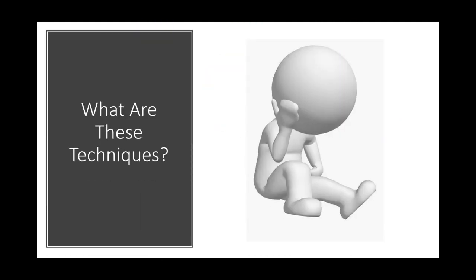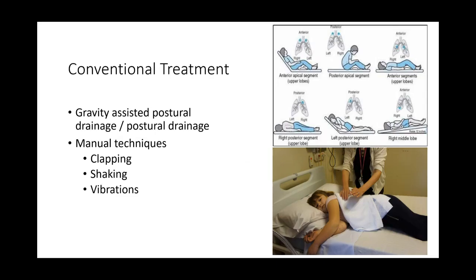So, as I said, what are these techniques? When it comes down to conventional treatments, we have postural drainage, and there's an example shown here. This utilises either positioning to drain certain parts of the lungs with or without gravity, depending on the position. And this will move secretions from the peripheral airways into the central airways. In addition, these are often used with manual techniques such as clapping, shaking, and vibrations.